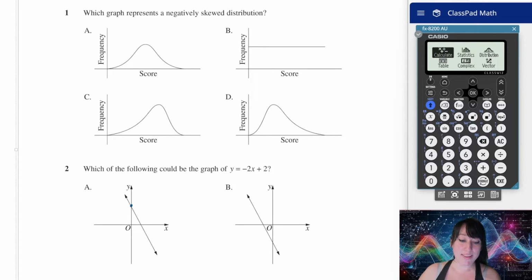Okay, question 1 says, which graph represents a negatively skewed distribution? So a negatively skewed distribution will have the peak on the right and its tail on the left. It's kind of the opposite of what you might automatically think. So just remember what I tell my students is to look at the side with the tail on it. If you look at the options here, option C has its tail on the left side. So the correct answer is C.